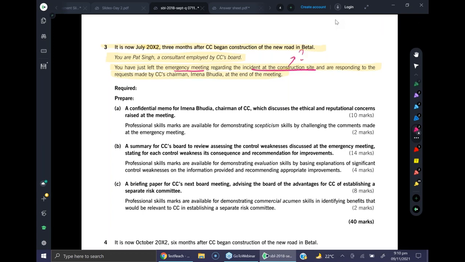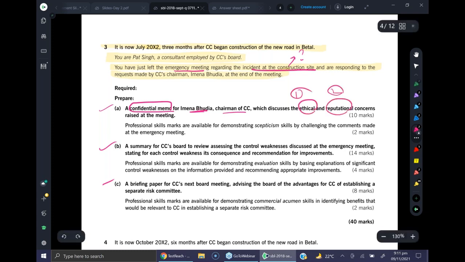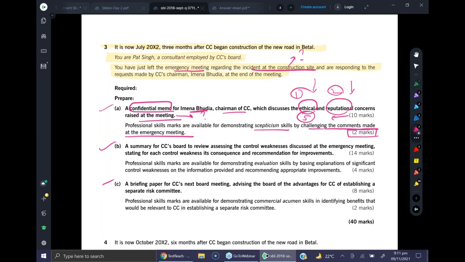So there are 3 parts of question number 3. Part A is prepare a confidential memo. The format of the memo and confidential memo is the same except you write confidential memo and not simple memo as the heading, right? So confidential memo for Amina. So you have to write this for Amina. Do you know who Amina is? The chairman of CC, which discusses the ethical and reputational concerns raised at the meeting. So I'll have to find out which exhibit has the information on this meeting and what ethical and reputational issues. How many points? 5 points minimum. Professional skills marks are available for skepticism by challenging the comments made at the meeting. So I will have to challenge the comments made at the meeting about ethical and reputational issues. Okay, I will do that later. But I know for sure that there is some material I'm going to get in the exhibit with the emergency meeting discussion.